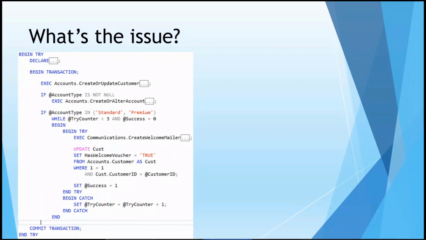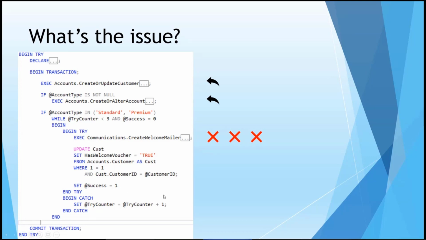Because what will actually happen is your customer will be created, your account will be created, and then if your welcome mailer fails, that rollback within the welcome mailer is going to spill out, like we just saw, and undo the account and customer creation. And then we're going to try to create the welcome mailer again, but it'll obviously fail because we don't have a customer to create it against anymore. And we'll try it a third time and it'll fail a third time.